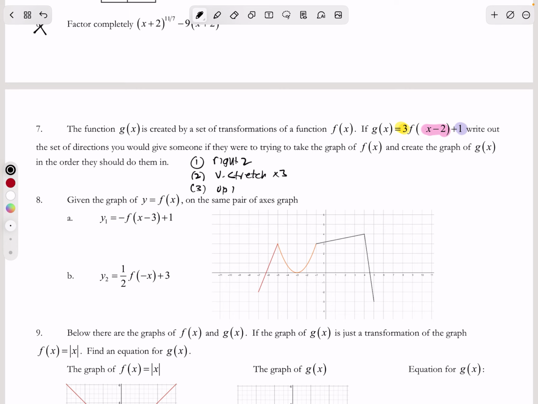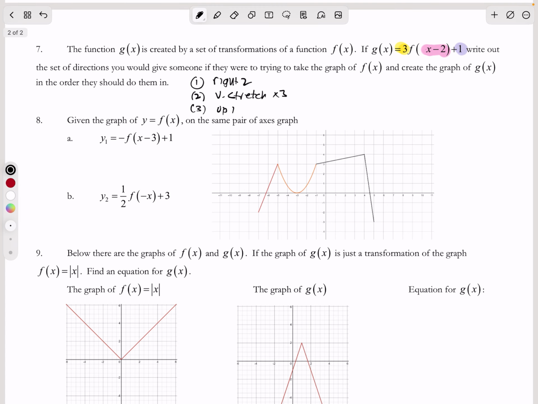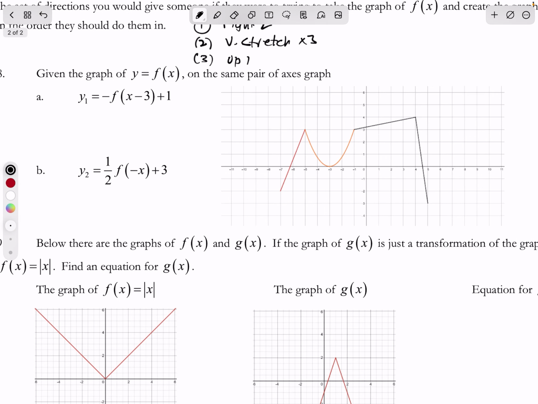And that's it. Let me read those directions again. Write out the set of directions. Move it to the right 2. Yeah, that's it. And that's the order you should do them in. Start inside and work your way out. Follow order of operations. Okay, number 8, given the graph of y equals f of x on the same pair of axes, graph the following.